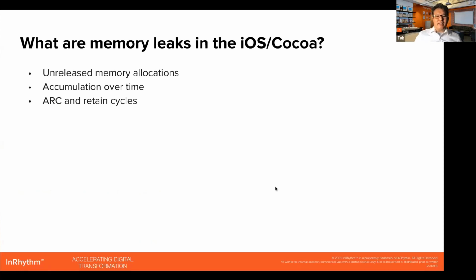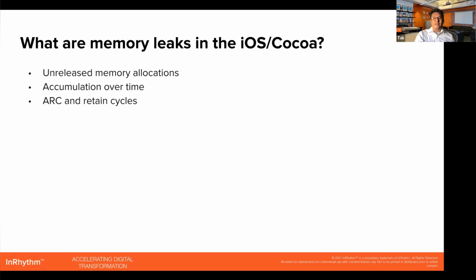What are memory leaks in iOS and Cocoa? Memory leaks occur when allocated memory is not properly released. This can happen due to unreleased memory allocations, which accumulate over time. The iOS Cocoa frameworks use automatic reference counting to manage the reference counting of objects automatically, but issues can still arise if it is not used correctly.